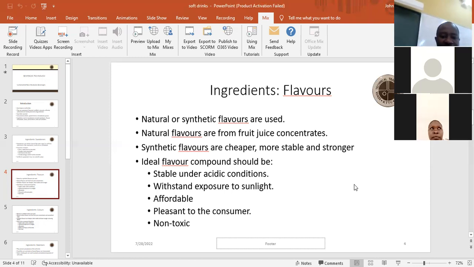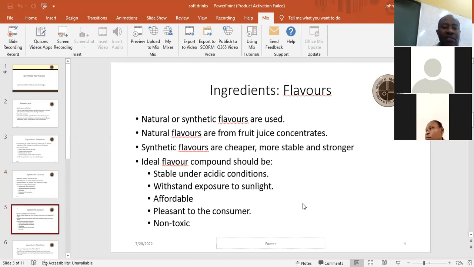So as I was saying, the most commonly used flavors are the synthetic flavors. The reason being, they have certain advantages. As you can see, they are usually stable under those conditions, especially the acidic conditions, and they are affordable. You just need to use a very small amount of those flavor compounds, and they will give you a very nice flavor when presented to the consumer. And they do not have any side effects.